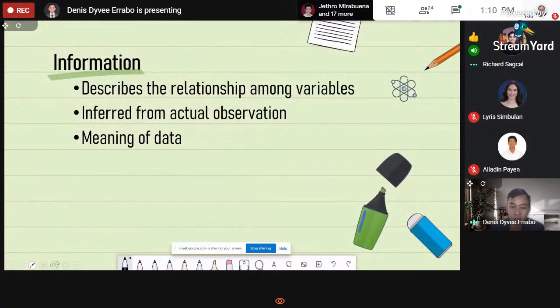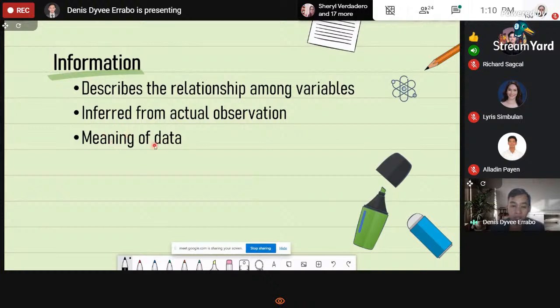So aside from data, we also communicate information. Information is very relevant because data alone cannot provide clarity in terms of the context of the phenomenon. So information describes the relationship among the data or among the variables. Information is an inferred evidence from the actual observation. Sometimes inference can be subjective, but when inference is done through a series or a strong protocol, then it can be systematically done to generate information.